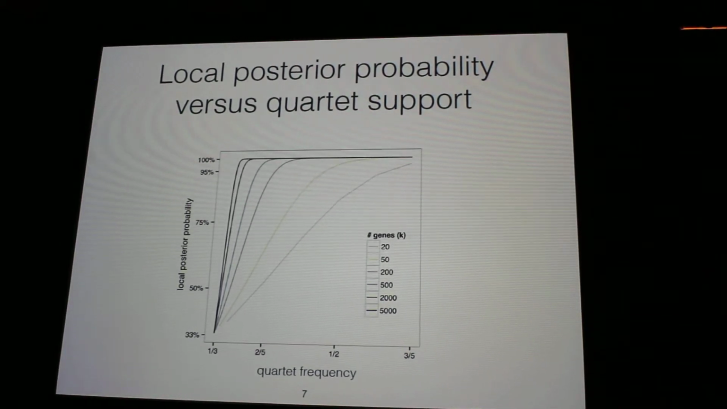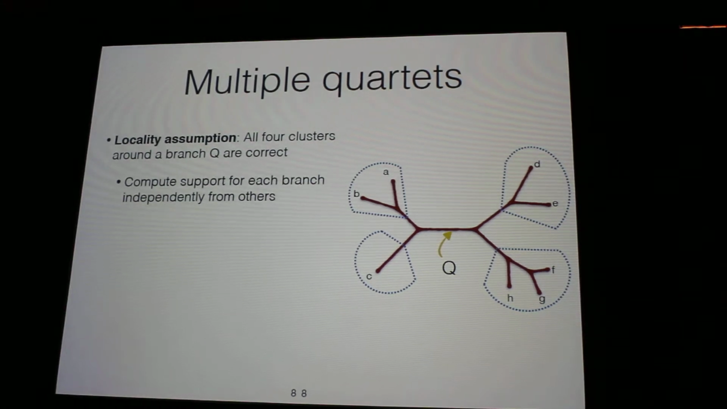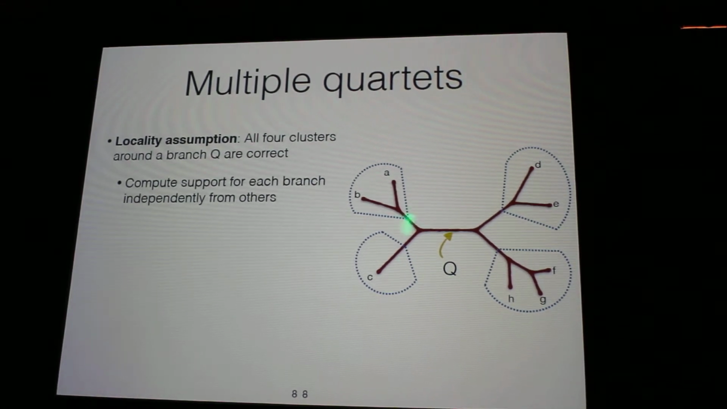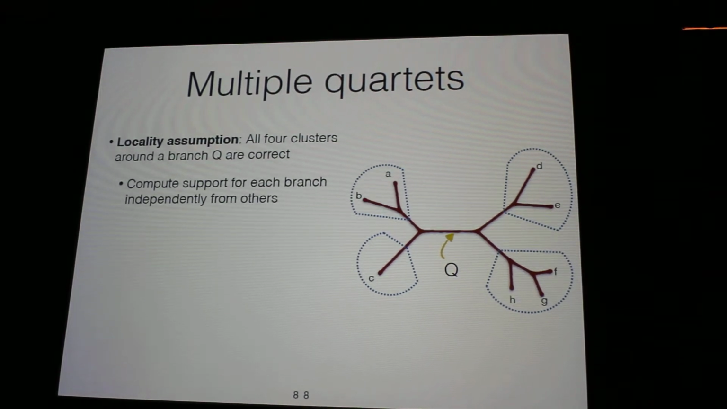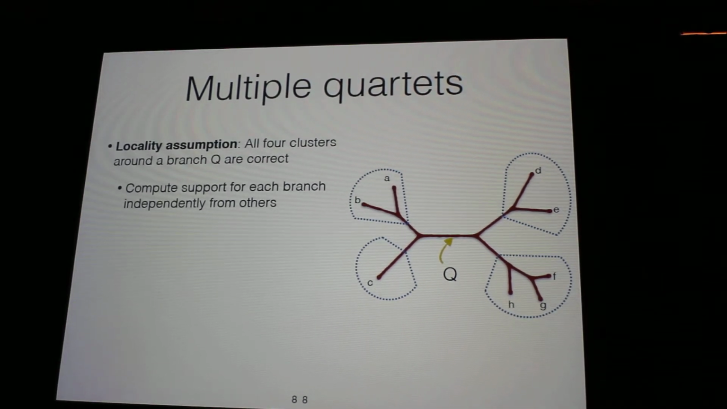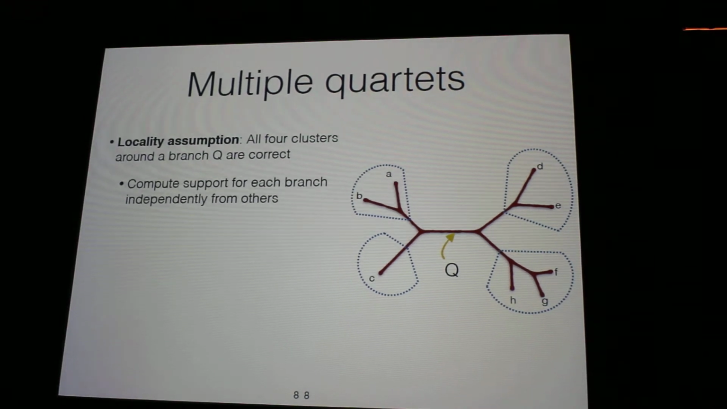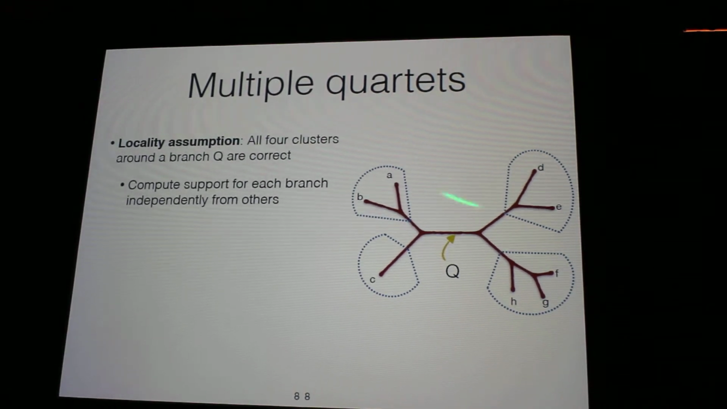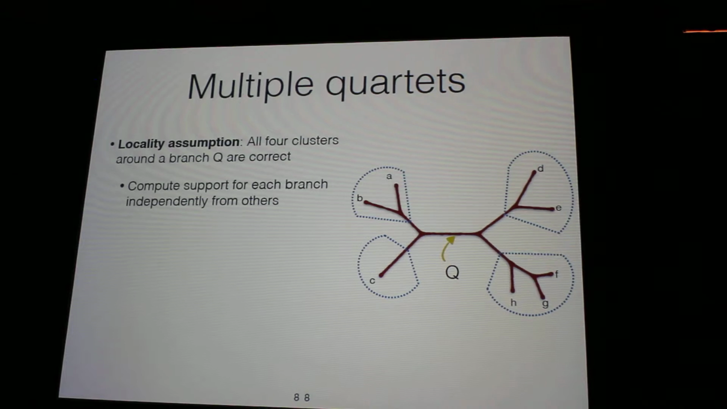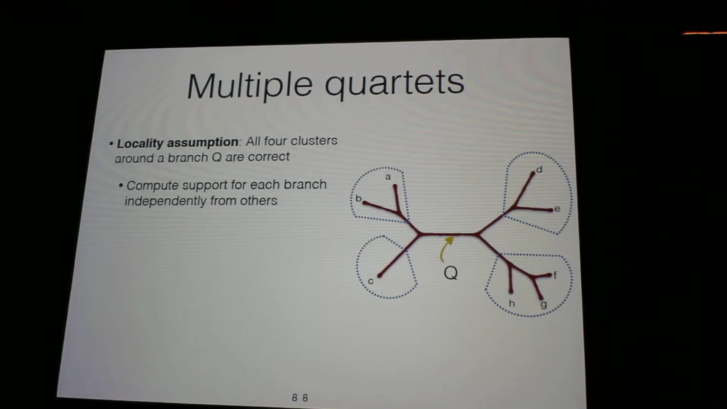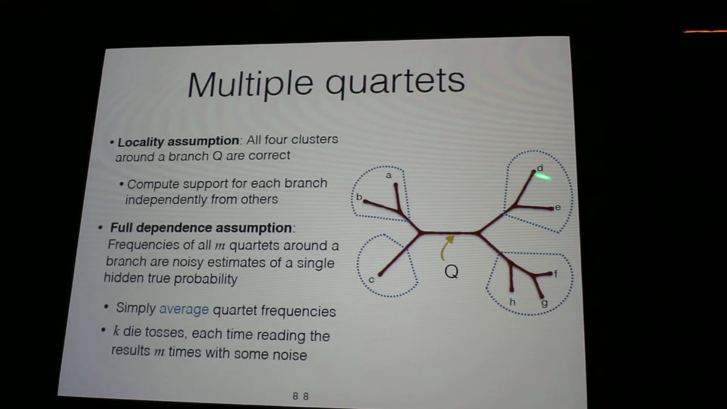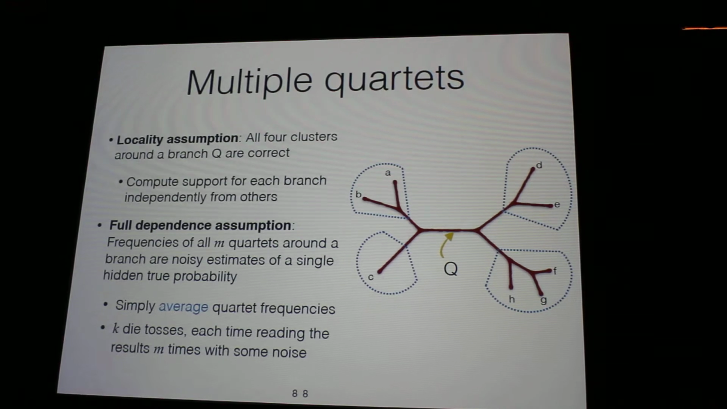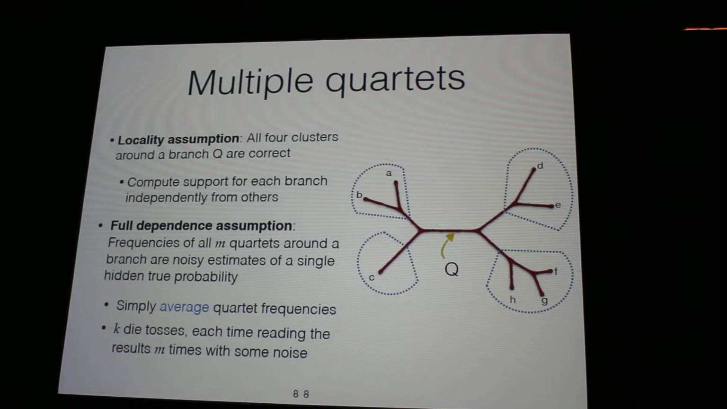So all of that is only if you have 4 taxa. When you have more than 4 taxa, it becomes a lot more complicated. So we make a bunch of simplifying assumptions that you may or may not like, but these are the assumptions. One of them is the locality assumption. So we assume all 4 parts are correct, so we can score all branches separately. We make another conservative assumption that all the quartets around the branch don't give us any extra information, so we just average their frequencies.